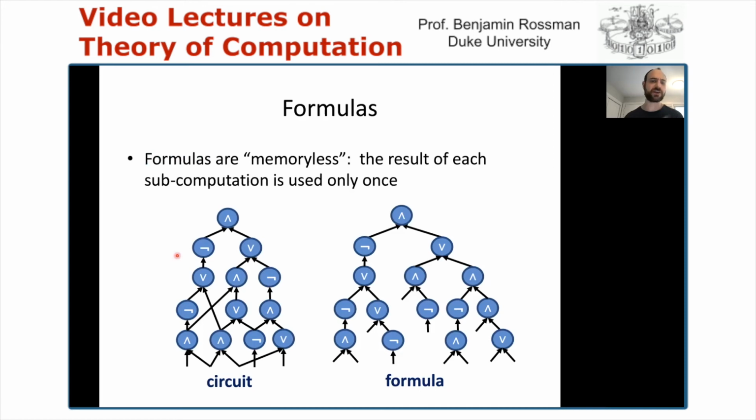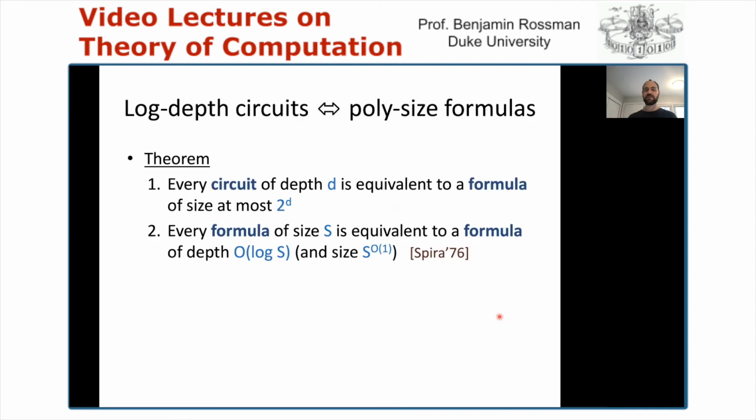And you can think of formulas as being a memoryless model of computation, in the sense that the result of each sub-computation gets used only once. So each gate only feeds its answer to one gate above it. And, intuitively, this should mean that formulas are a weak model of computation. This correspondence between circuit depth and formula size is made concrete by the following theorem.